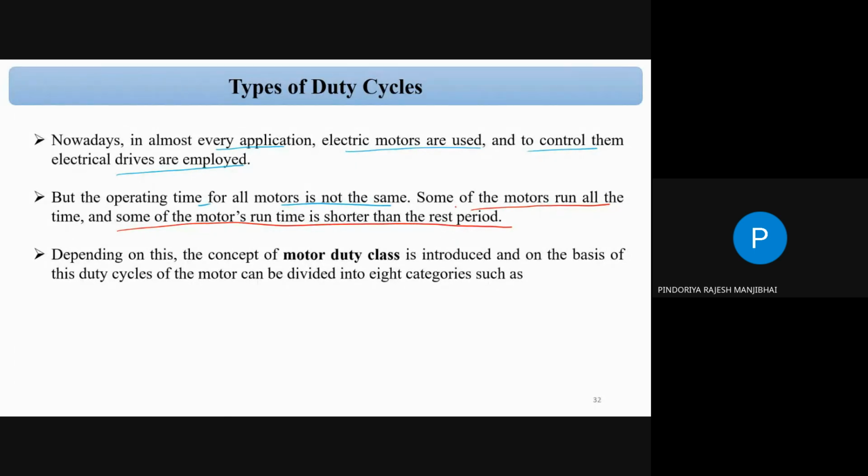Okay, so how can we decide which motor operates 23 hours, or 24 by 7 hours? That we can decide by the duty cycle. So depending on this concept, the motor duty cycle is introduced, and on the basis of the duty cycle, motors can be divided into 8 categories. Depending on the duty cycle, we can say we can operate our motor in this range, maybe 1 hour, 2 hours, 3 hours.